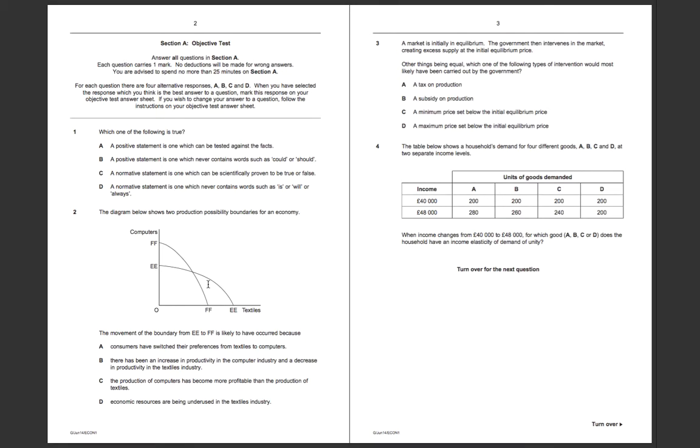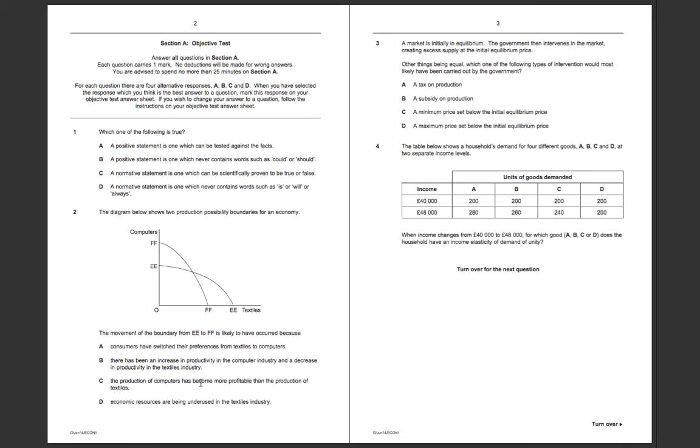B, there has been an increase in productivity in the computer industry and a decrease in the productivity in the textiles industry. Correct. Okay, why is this correct? Because clearly more computers with the given resources can be produced and less textiles can be produced. So therefore the new curve shows us that resources used to make computers are more productive, or more productively used, because more computers can be made and less textiles goods can be made.